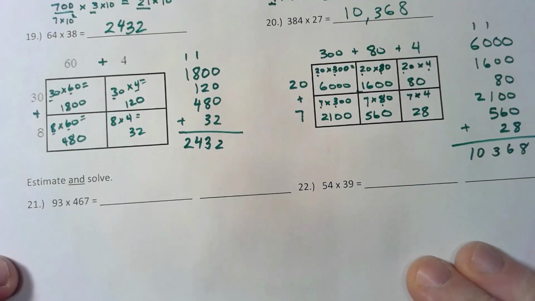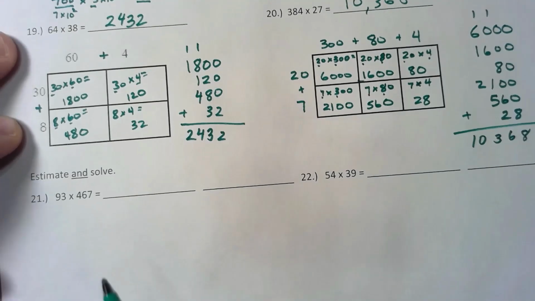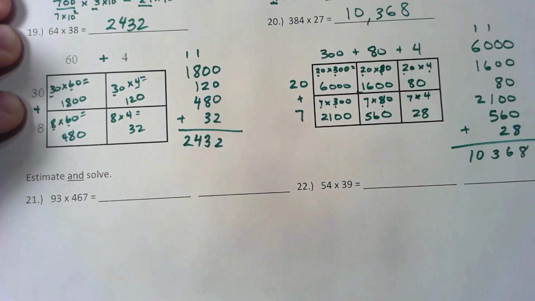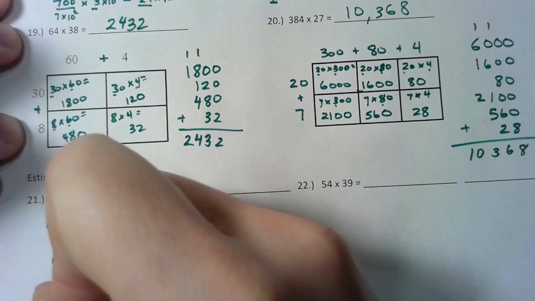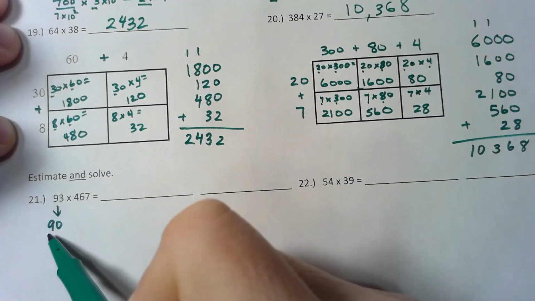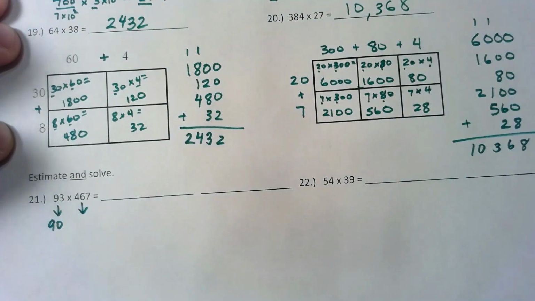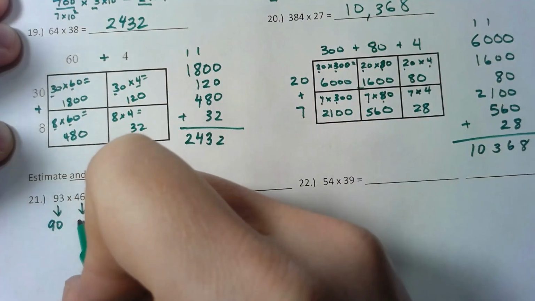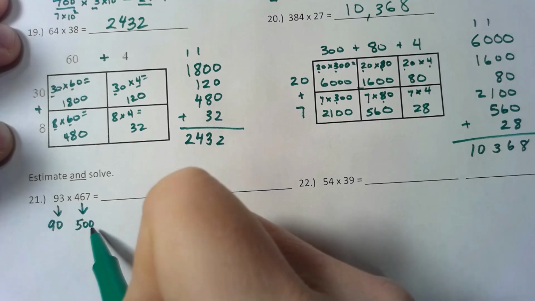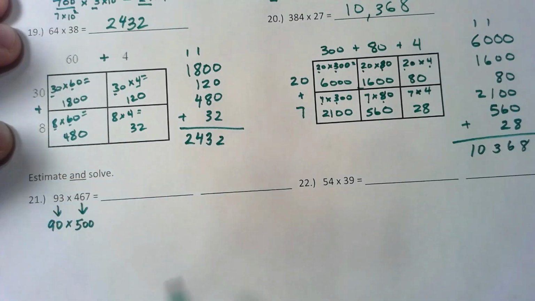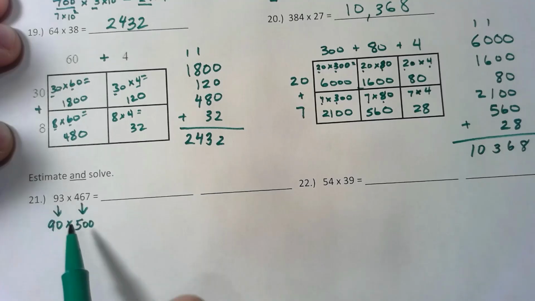And the last two questions on this page ask you to estimate and solve, and they don't tell you any method to use. So you have your choice of methods. First thing I'm going to do is estimate. So I'm going to round 93 to 90. When I'm rounding, I'm looking for a single digit in powers of 10. I'm going to round 467 all the way up to 500 because I want a single digit and some powers of 10. So notice I'm really rounding to the greatest place value. In this case I'm rounding to the tens, in this case I'm rounding to the hundreds.